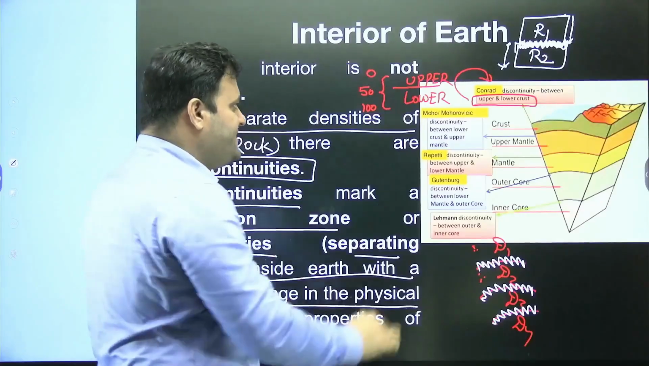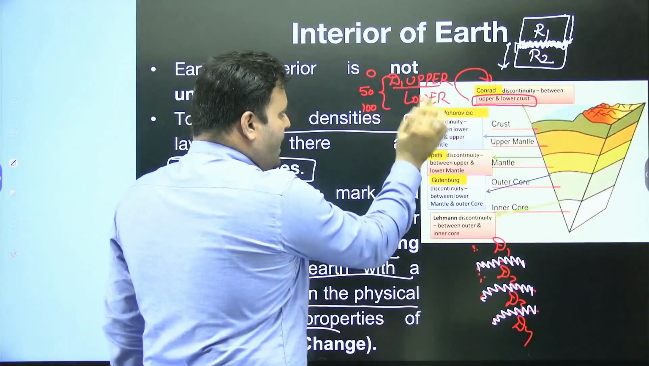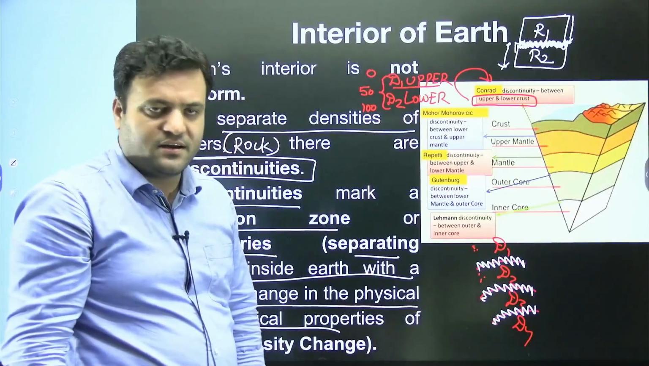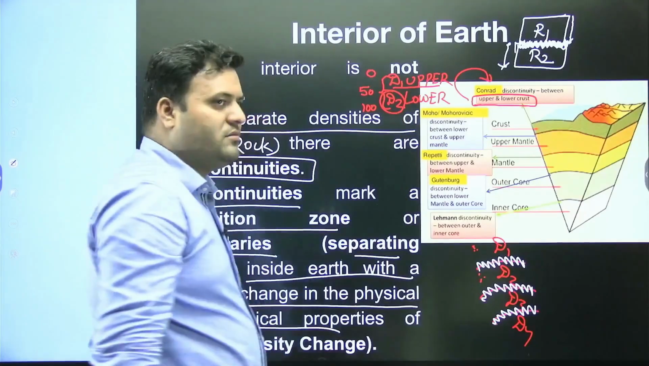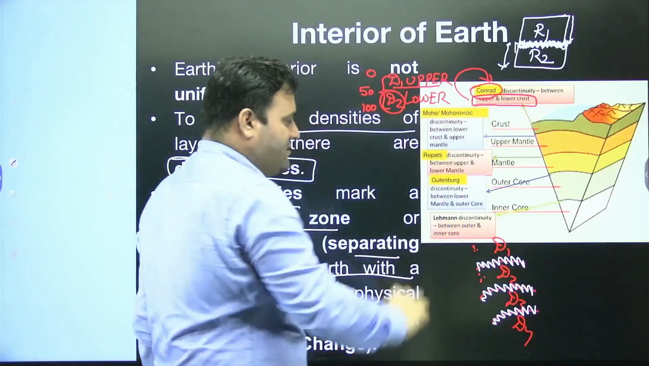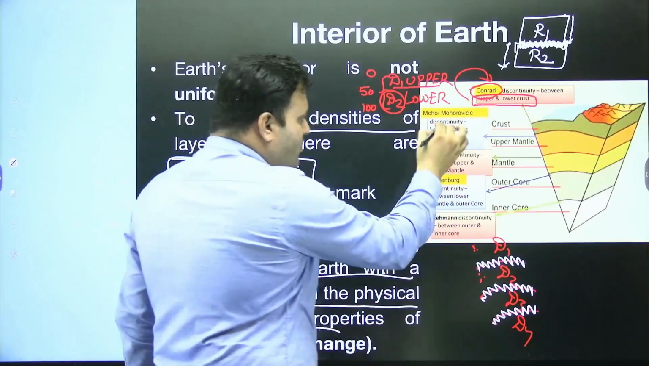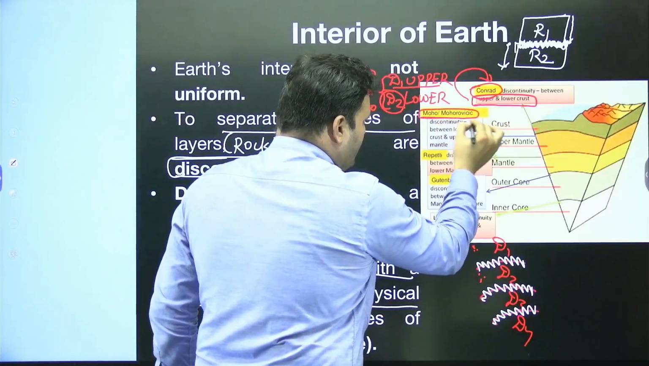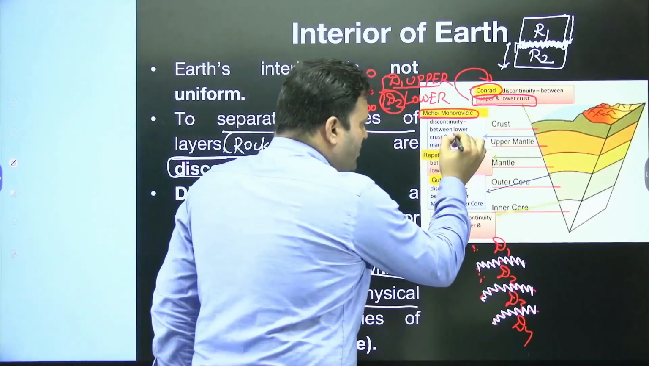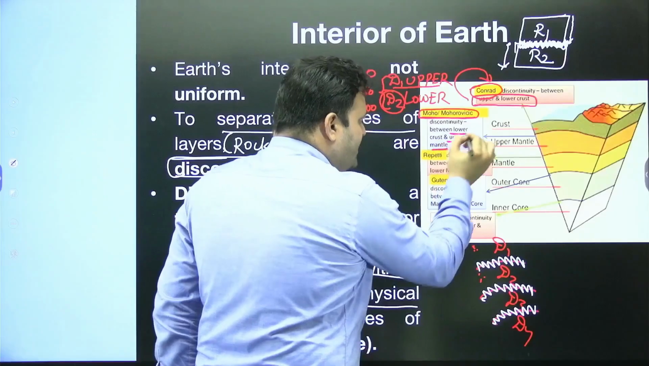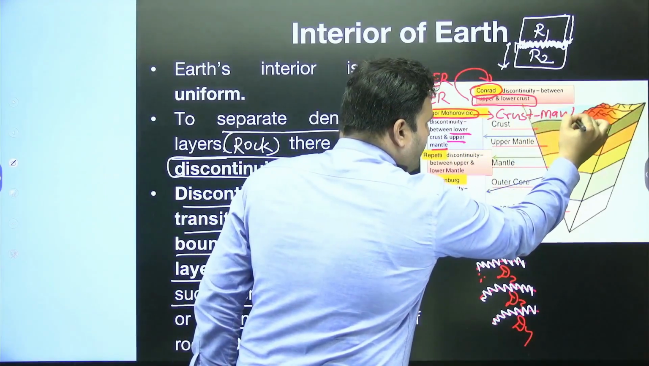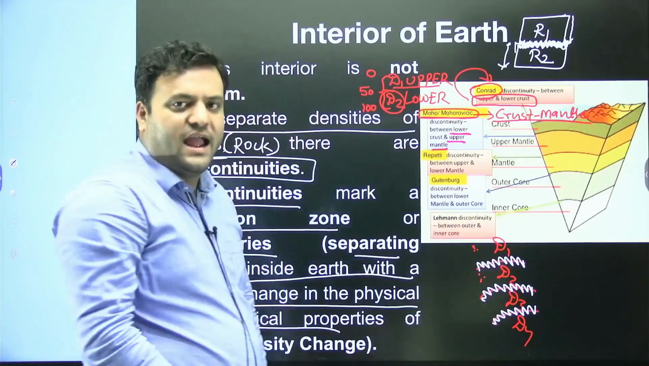So technically, the density of rocks in the upper crust and the density of rock in the lower crust, whose density would be greater? Obviously the lower one. So to mark this density difference, we have the Conrad discontinuity. Similarly, we have Moho or Mohorovicic discontinuity. This Mohorovicic discontinuity is a discontinuity between lower crust and upper mantle, or you can say it is the discontinuity between crust and mantle.